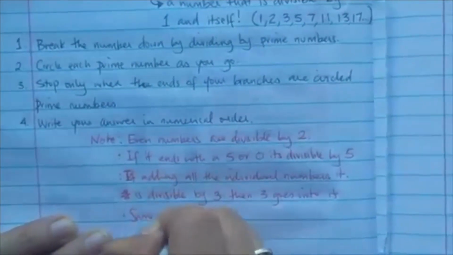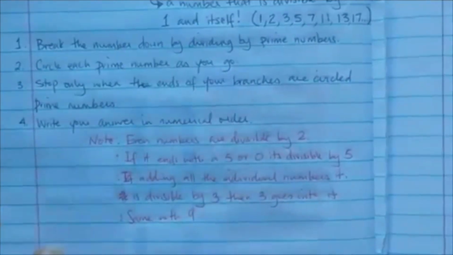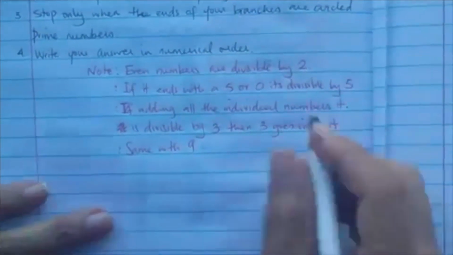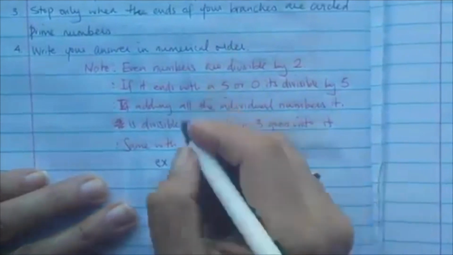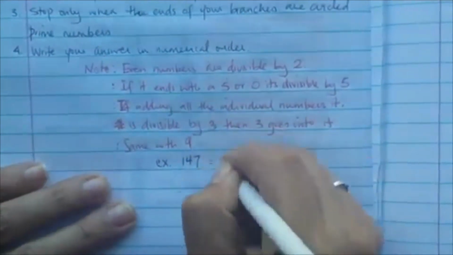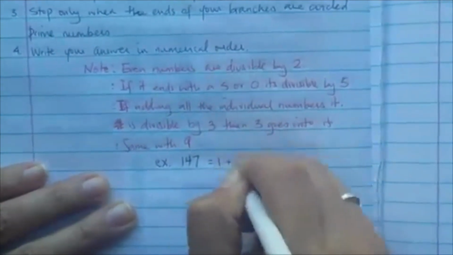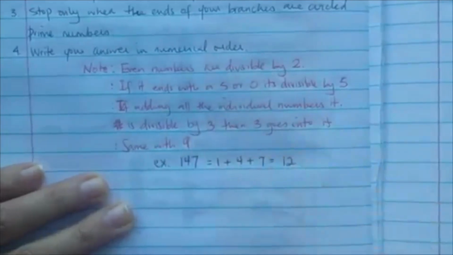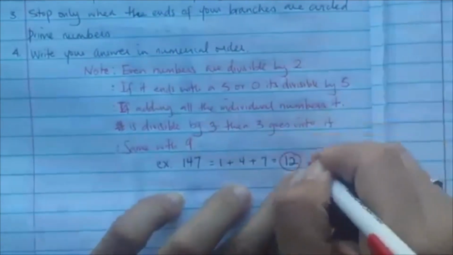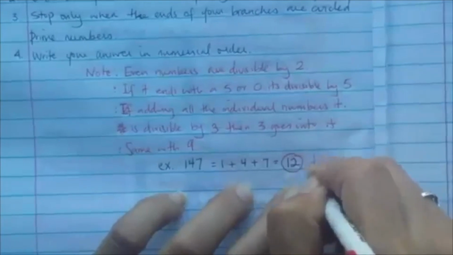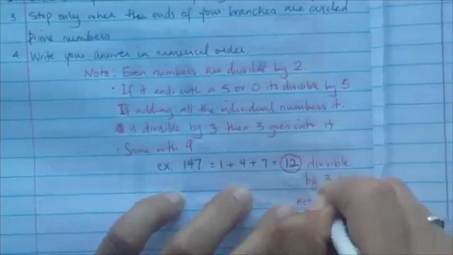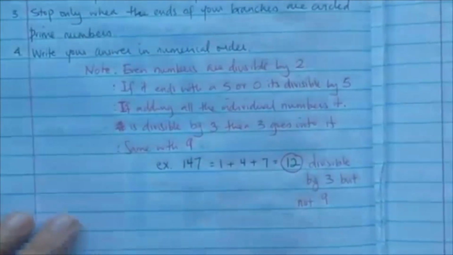Same thing with 9. So let's take a look at an example. Let's say we had 147. 147 ends with a 7, so it's not divisible by 2. But if we add 1 plus 4 plus 7, we get 5 plus 7 is 12. So 3 goes into 12. That means it's divisible by 3, and you can divide 147 by 3 to get a whole number. But it's not divisible by 9 because 9 doesn't go into 12.